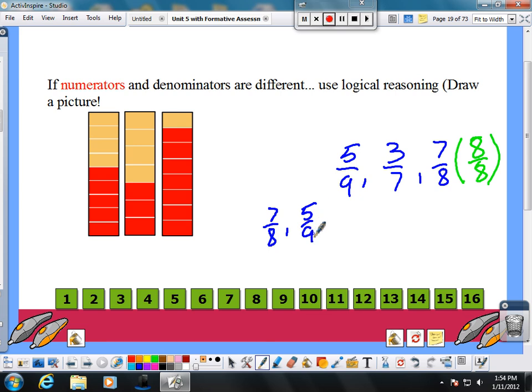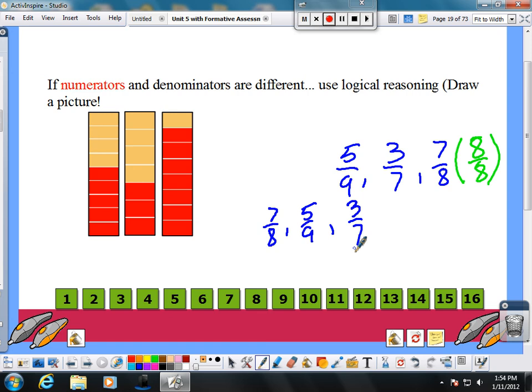Now I look at 5/9, and 5/9 is a little bit more than half because 9, the denominator here, is almost a tenth, which in 5/10 would be exactly half. So this is just a little bit more than a half. And then the last one we have is 3/7.